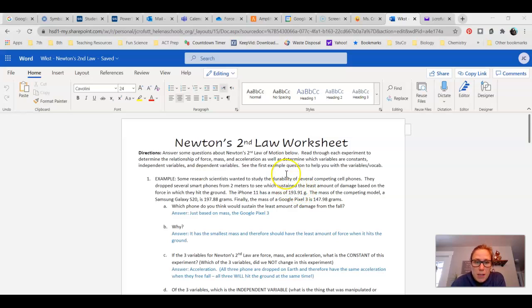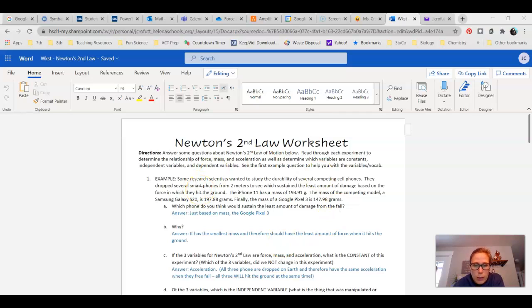Hey guys, today you will be doing the Newton's second law worksheet. Some of you may have already done the mini labs. If you have not, this will help prepare you for the mini labs. And if you have already done the mini labs, you should understand a little bit more of what's going on with this worksheet.